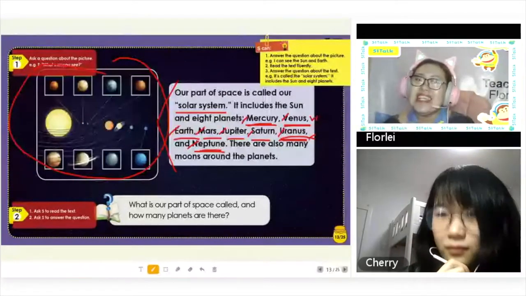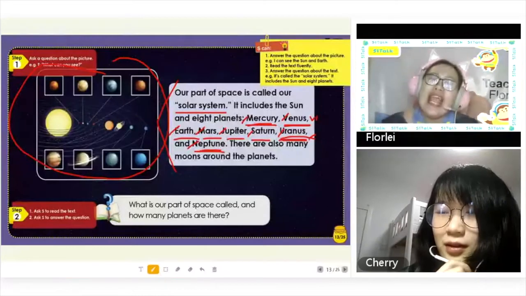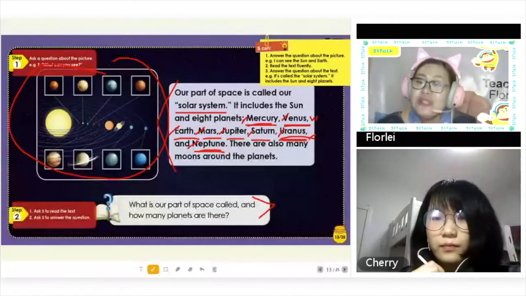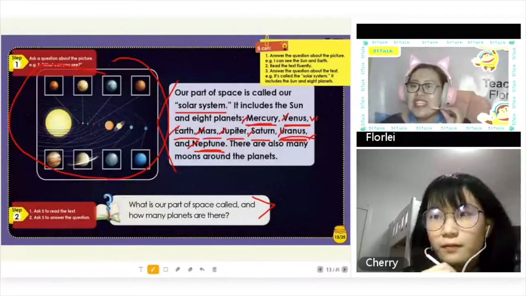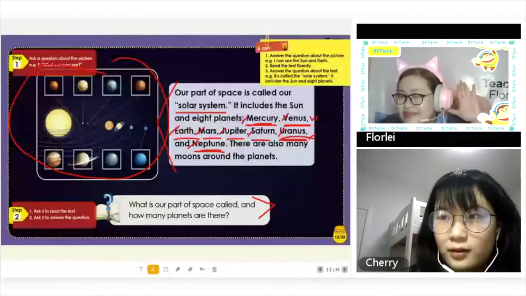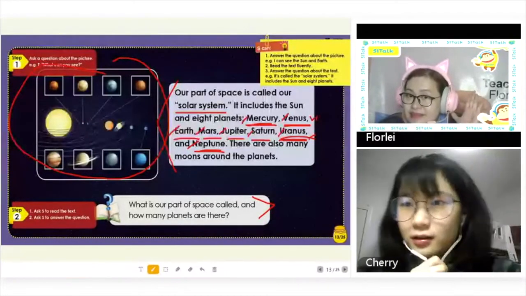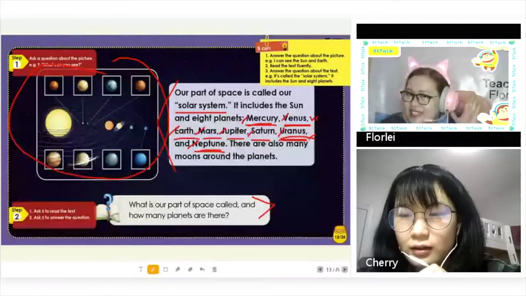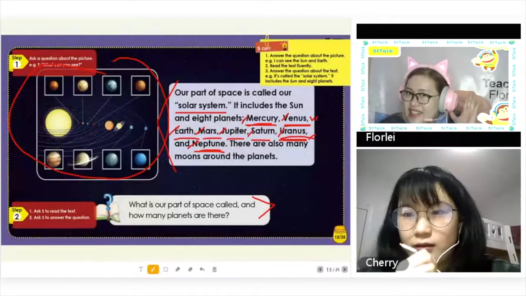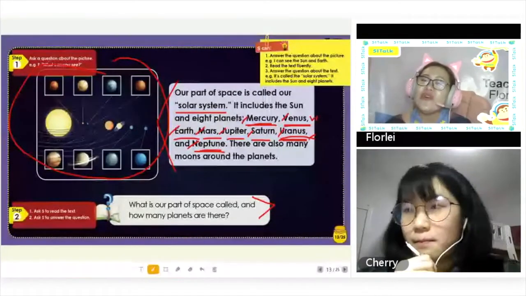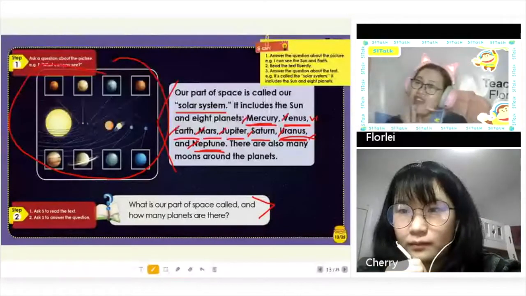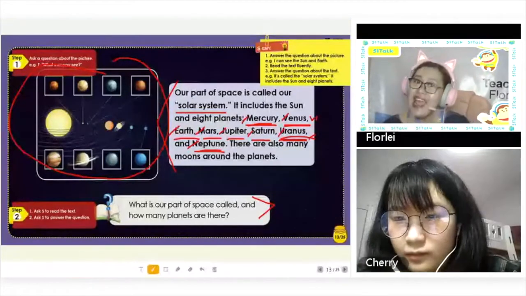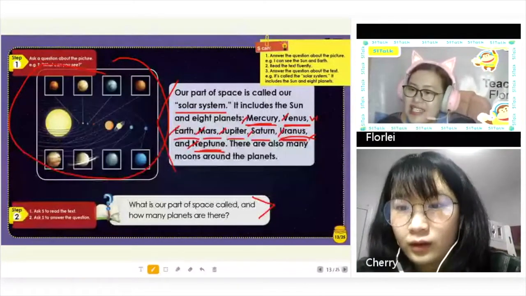Keep on practicing. I know you can do it. Now let's answer the question. What is our part of space called, and how many planets are there? It's called the solar system, and there are 8 planets in the solar system. Very good, very good. Yay! Good job, Cherry. Let's move to the next page.